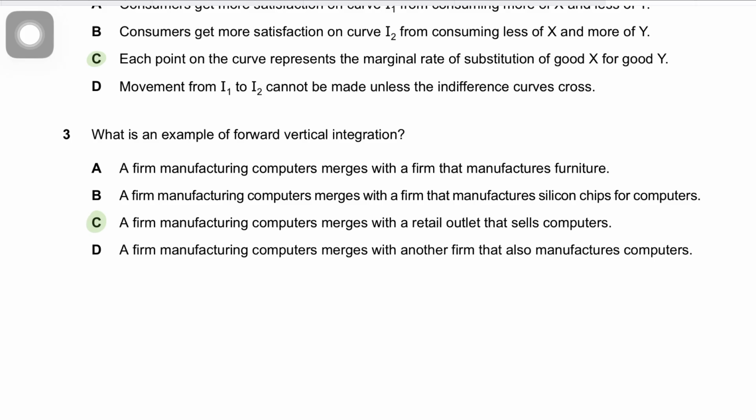The tip for such MCQs is that you always think about moving close to the final consumer. If you're moving closer to the final consumer through this integration, then it's a forward vertical integration. The rest of the answer options are incorrect, and it's pretty simple why they're incorrect. I don't think I need to go over them.